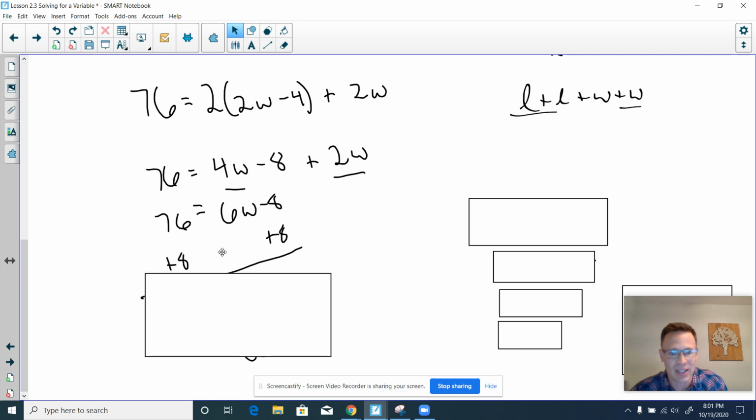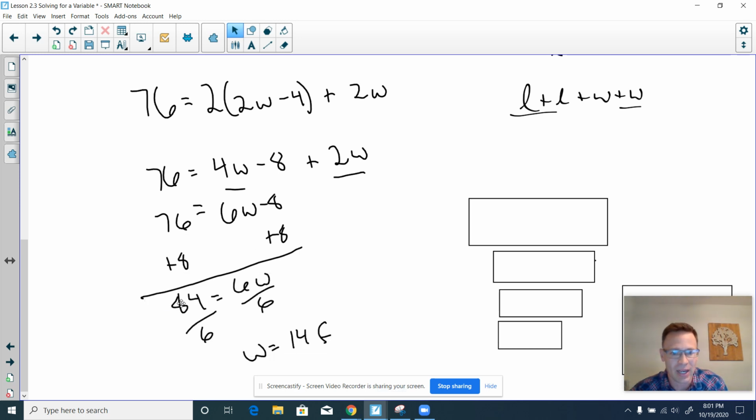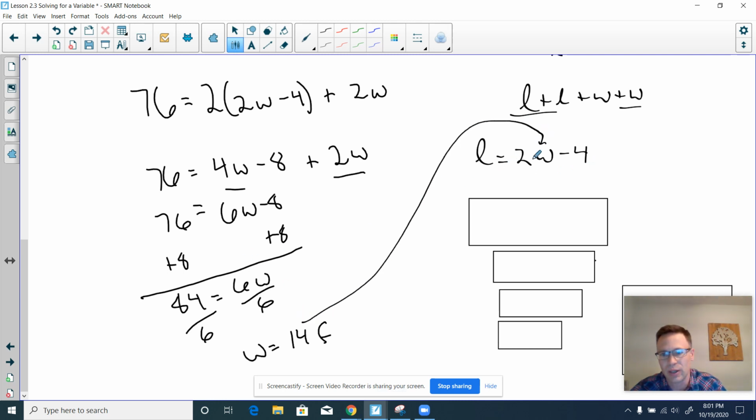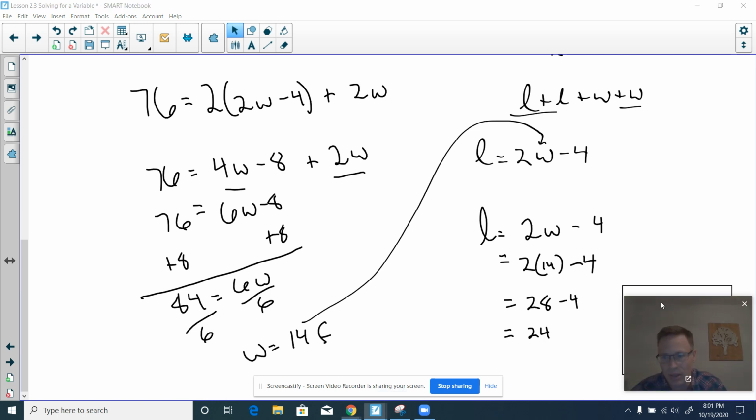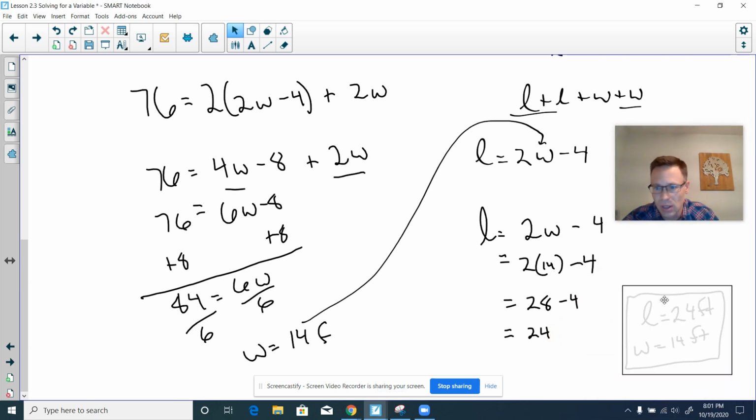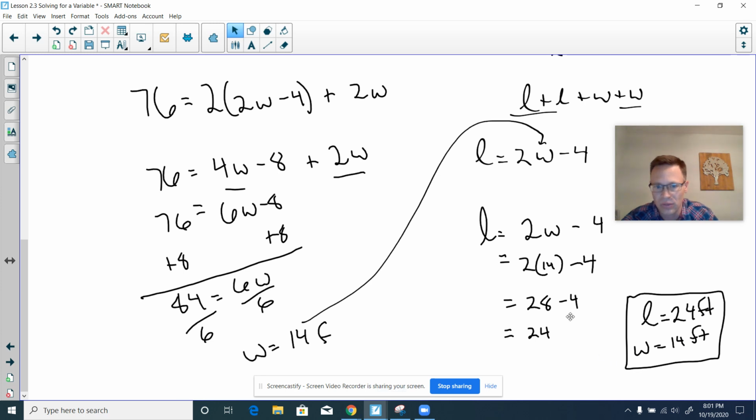I'm then going to add that 8 to both sides, and when I do that, I get 84. Then I just have to divide by 6, and I find the width is 14 feet. Now that I know the width is 14 feet, remember the length is equal to 2 times the w minus 4. That means this 14 feet must go right here. There I'm going to substitute that 14 in. 2 times 14 is 28. 28 minus 4 is 24. So now my length is 24 feet. Length is 24 feet and the width is 14 feet.